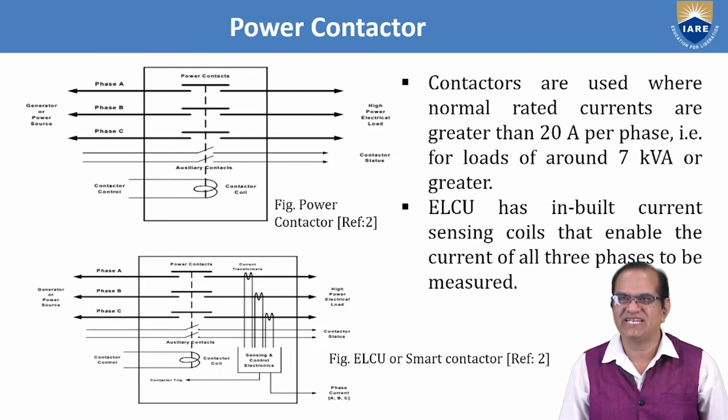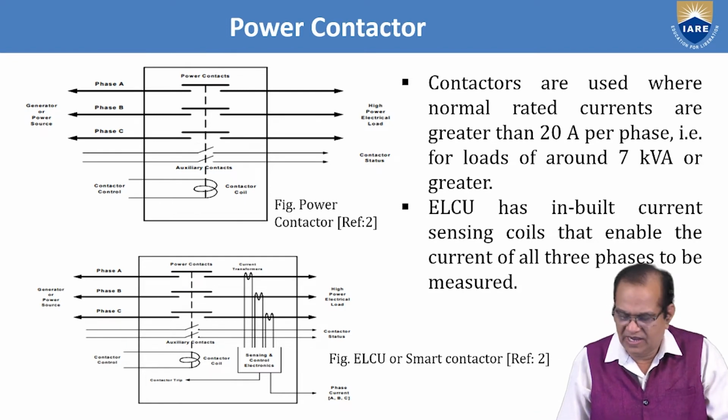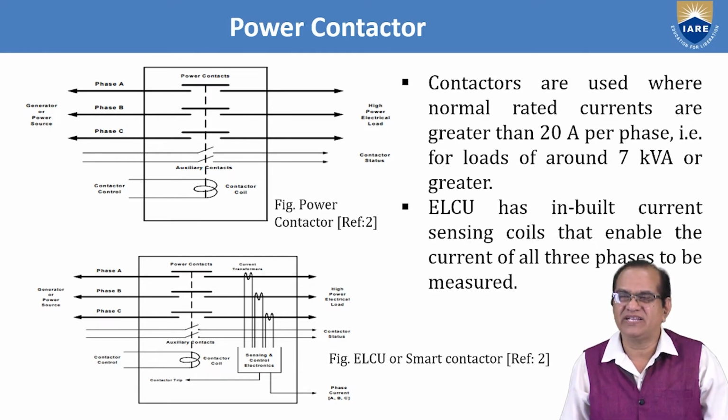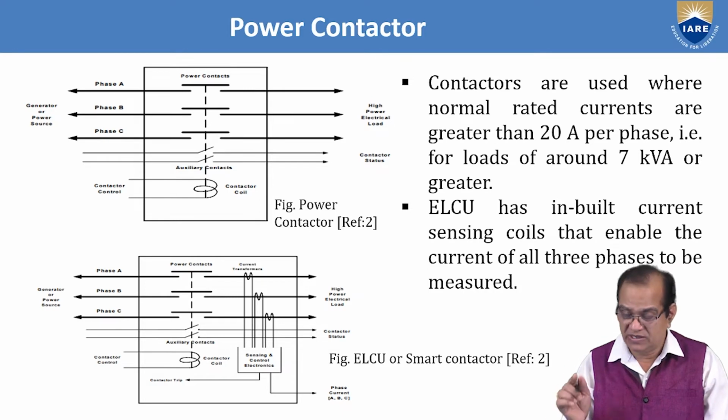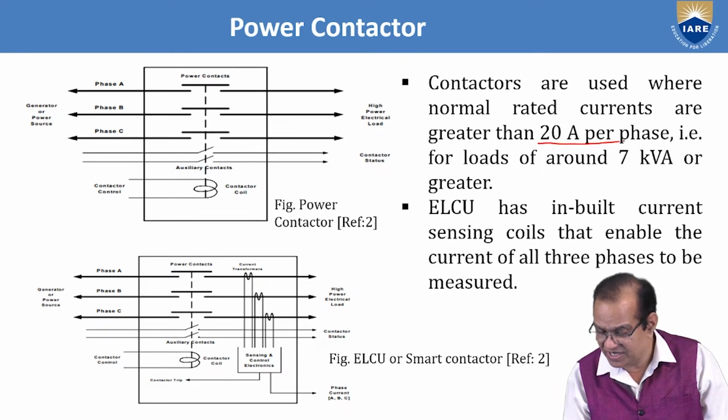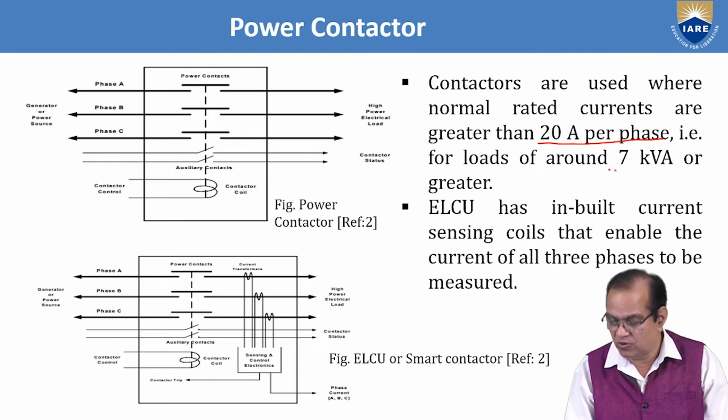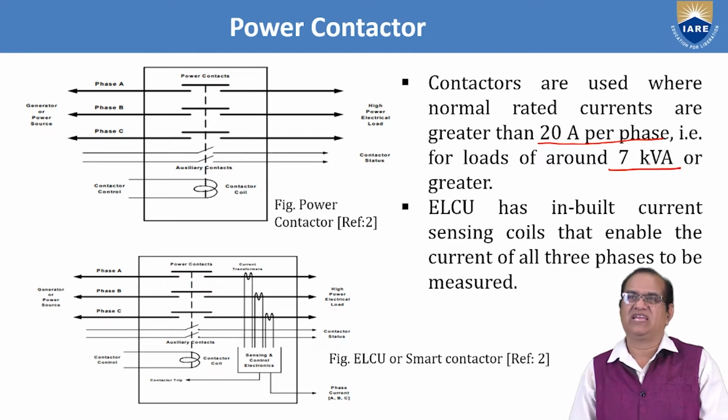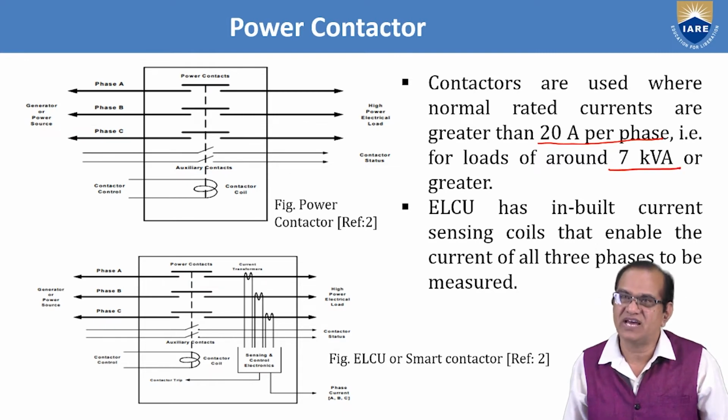We can see here that contactors are used where normal rated currents are greater than 20 amperes per phase, that is, for a load of around 7 kVA or greater. So if it is 20 amperes or more, or the load is 7 kVA, at that time these contactors are used.